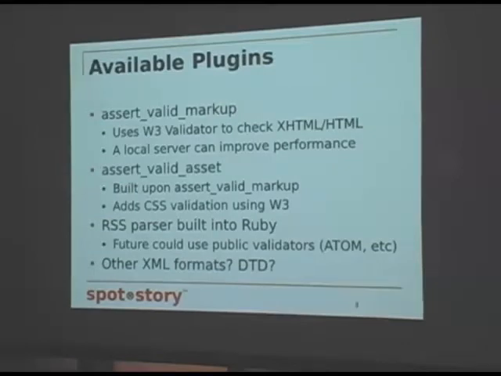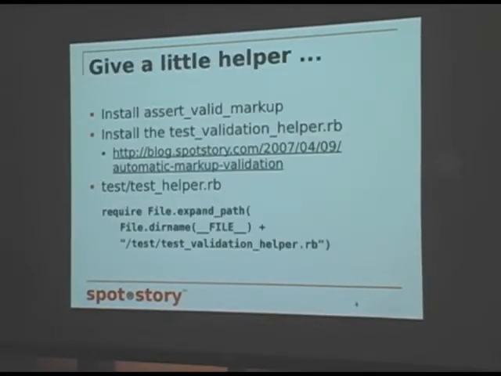There's an RSS parser built into Ruby. It's not great, but it gets most of the common stuff, and of course you can do other things. This is just kind of to open discussion a little bit. So what we're doing is using one of the two plugins plus the RSS parser built into Ruby to do some markup validation. Right now we're using Assert Valid Markup. We're not doing CSS validation at this time, just because we found the other one first.